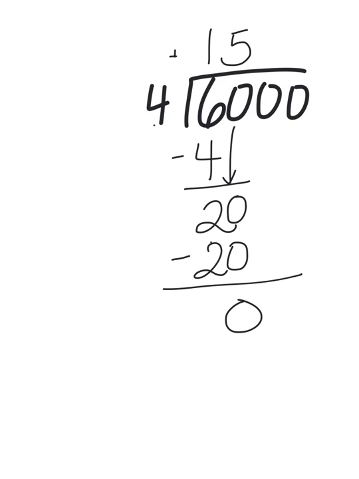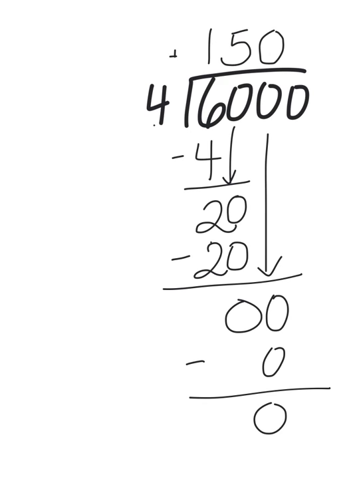Okay, we are left with a 0. Can 4 go into 0? No. So we're going to bring down our next 0. Can 4 go into 0? Nope. So we're going to put our 0 up top. 0 times 4 is 0 again. We will subtract, and we get another 0.